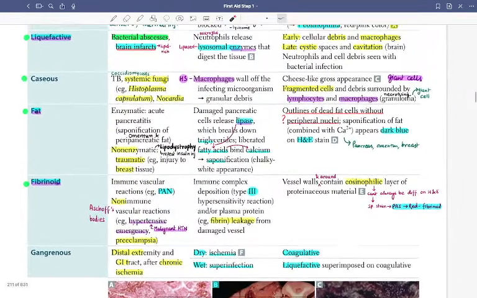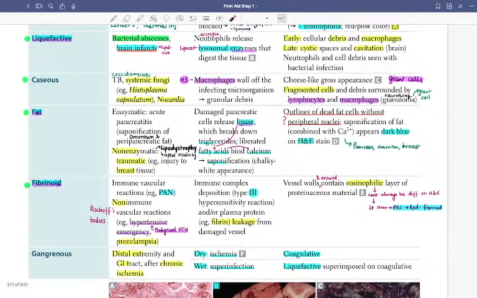Okay, next is fibrinoid necrosis. It is seen in polyarteritis nodosa, non-immune vascular reaction, malignant hypertension, with fibrin leakage. Type 3 hypersensitivity, very important, because of immune complex deposit. Fibrinoid is type 3. Just make it an E.